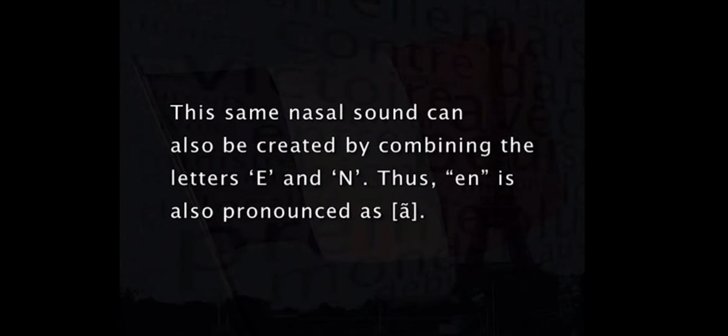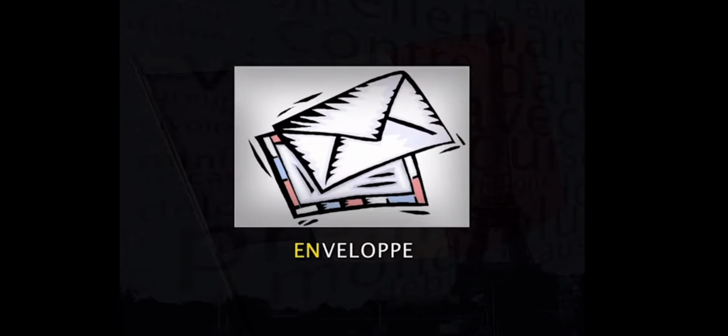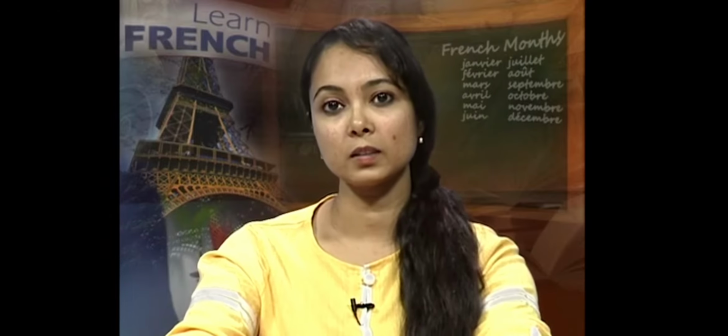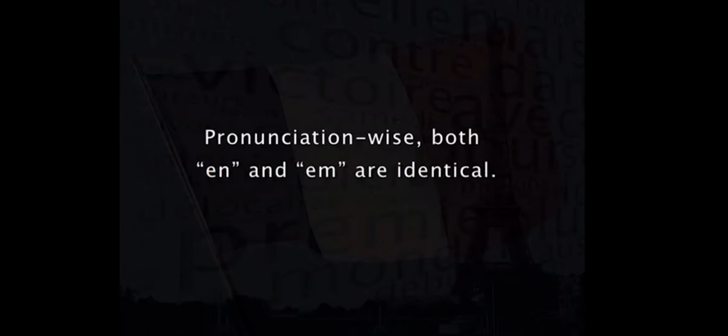This same nasal sound can also be created by combining the letters E and N. Thus, EN is also pronounced as an. For example, dent, serpent, enveloppe. The same rule that we saw regarding the letter M preceding the letter B and P is applicable here too. So words like septembre, trembler and temple have EM instead of EN. Pronunciation wise, both en and em are identical.